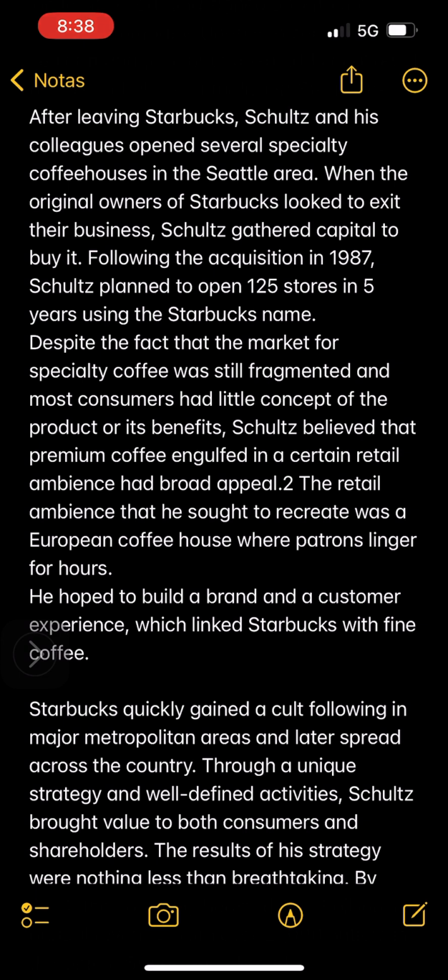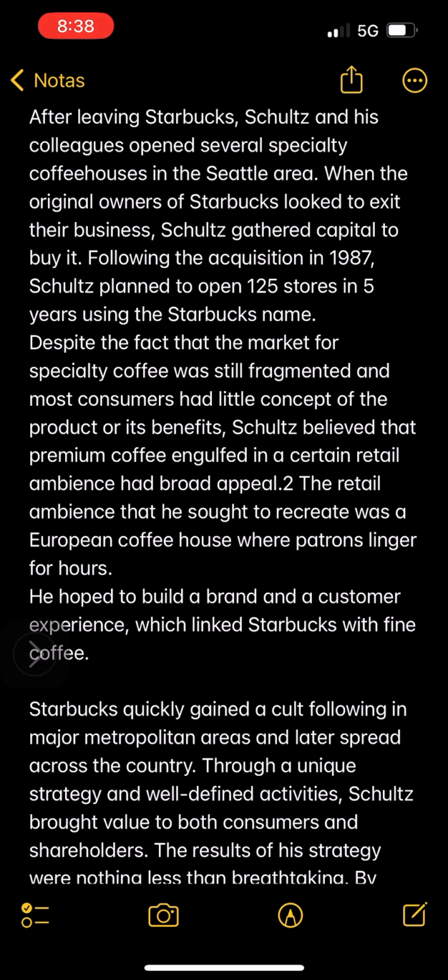Despite the fact that the market for specialty coffee was still fragmented and most consumers had little concept of the product or its benefits, Schultz believed that premium coffee engulfed in a certain retail ambience had broad appeal. The retail ambience that he sought to recreate was a European coffee house where patrons linger for hours. He hoped to build a brand and a customer experience which linked Starbucks with fine coffee. Starbucks quickly gained a cult following in major metropolitan areas and later spread across the country.